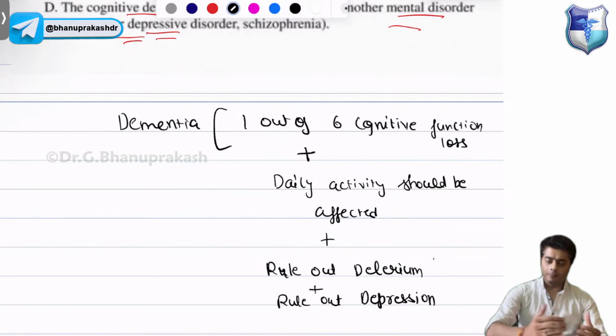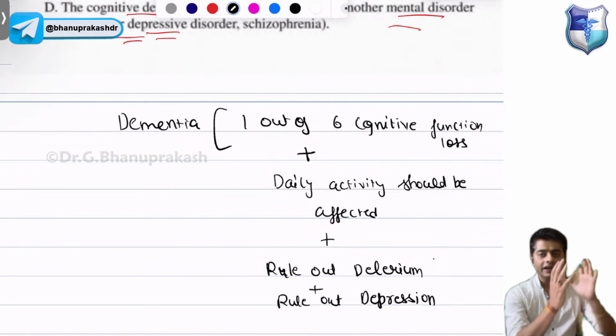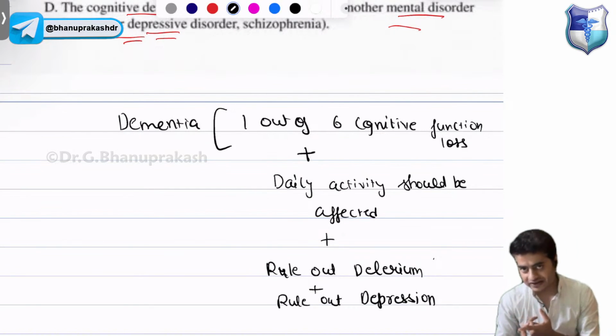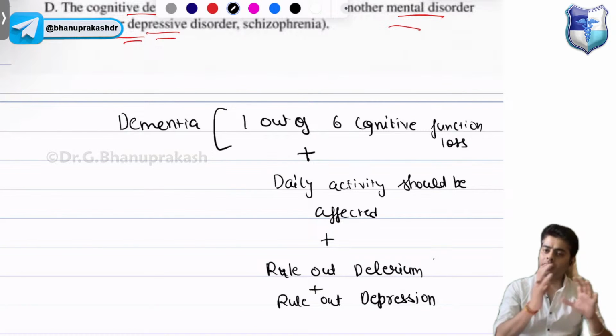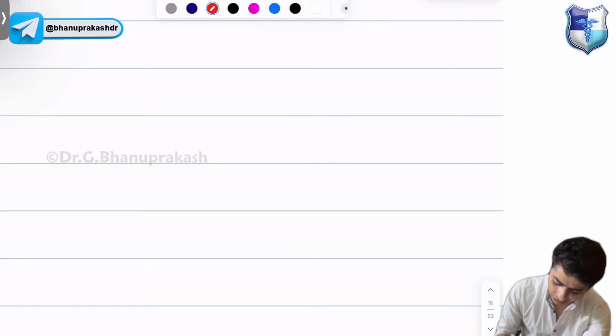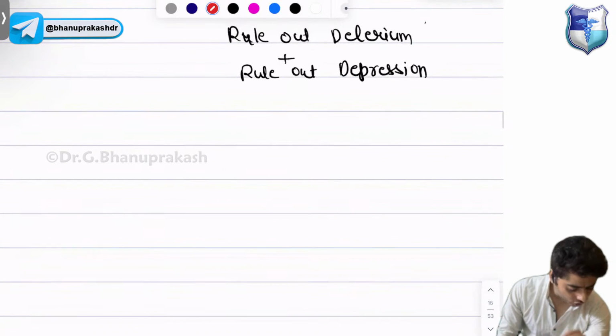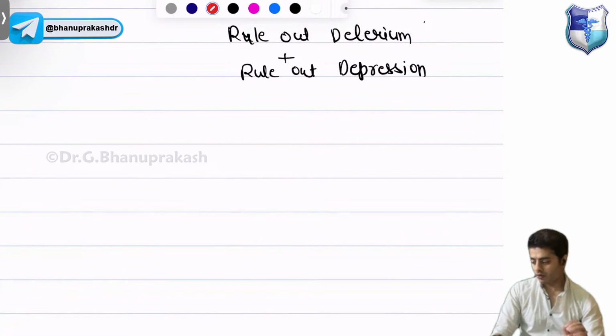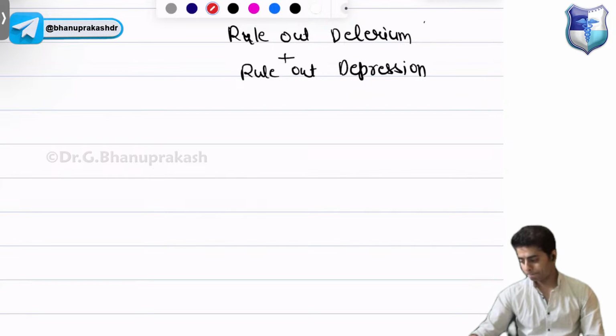Okay. So before we proceed further, we should be able to distinguish between dementia and delirium, what the difference is, and what the difference is between dementia and depression. So first, can anyone tell me what do you understand by the term delirium?